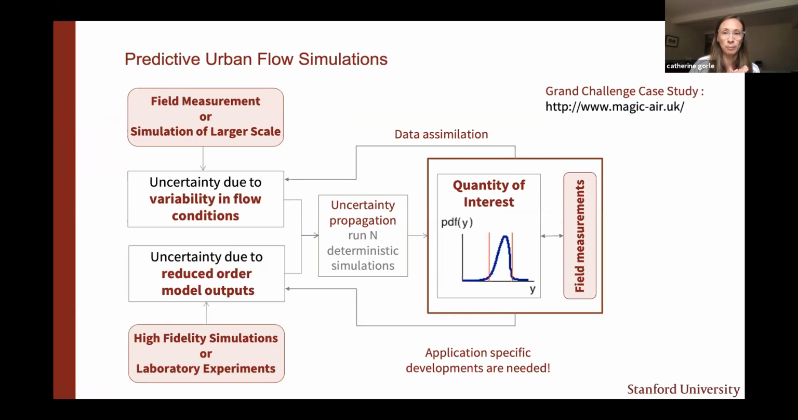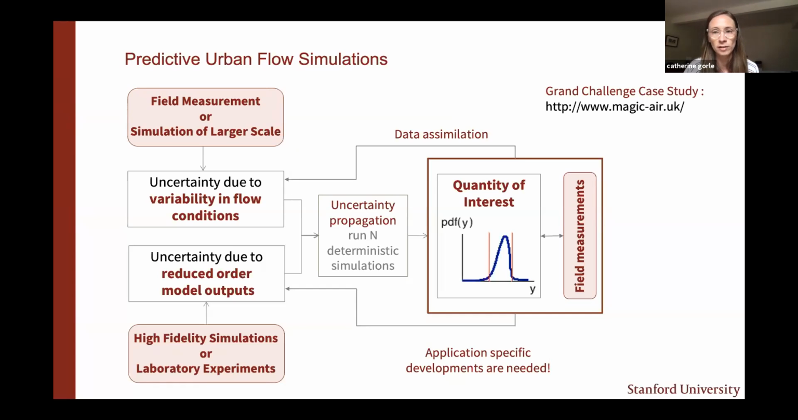The first one is done by Paul Linden. It's a consortium of UK universities. And if you're interested in what they've been doing there, you can go to the website, the MAGIC website. They've done field measurements in London, both outdoor and indoor. And they've done a lot of work on the lower square here, looking at how do you do high fidelity simulations, and then how can you build reduced order models that will be a lot faster than those simulations to do your predictions.